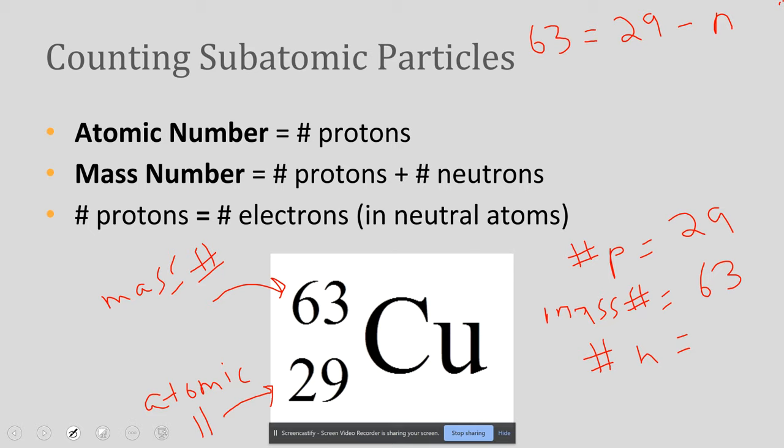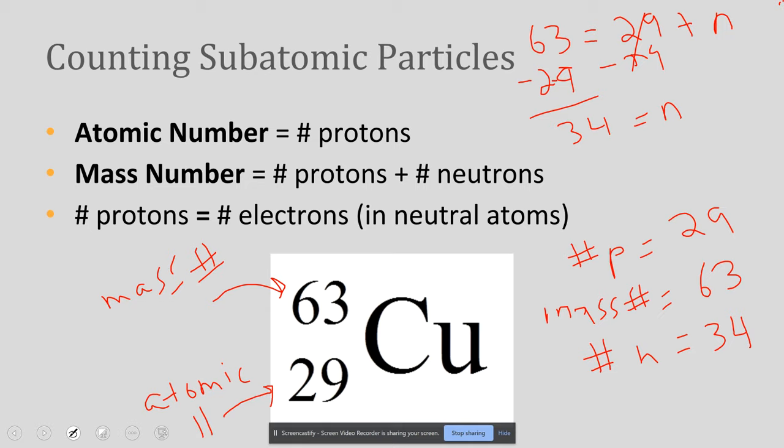How would we solve for n? If I want to get rid of 29, I'm going to subtract 29 from this side. I'm going to subtract 29 from this side. That cancels these 29s out. 63 minus 29 is 34, so my number of neutrons comes out to 34.